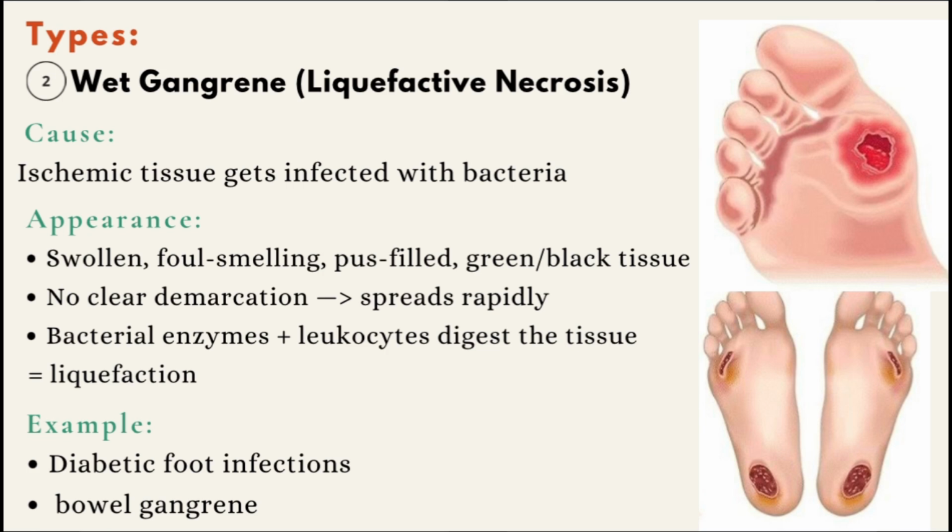The next one is wet gangrene. It is caused due to ischemic tissue, but when that tissue gets infected with bacteria, it appears swollen, foul smelling, pus filled, could be green or black tissue. There is no clear demarcation. Eventually it spreads rapidly. Bacterial enzymes and leukocytes digest the tissue. That's why it is liquefaction. It is seen in diabetic foot infections and bowel gangrene.